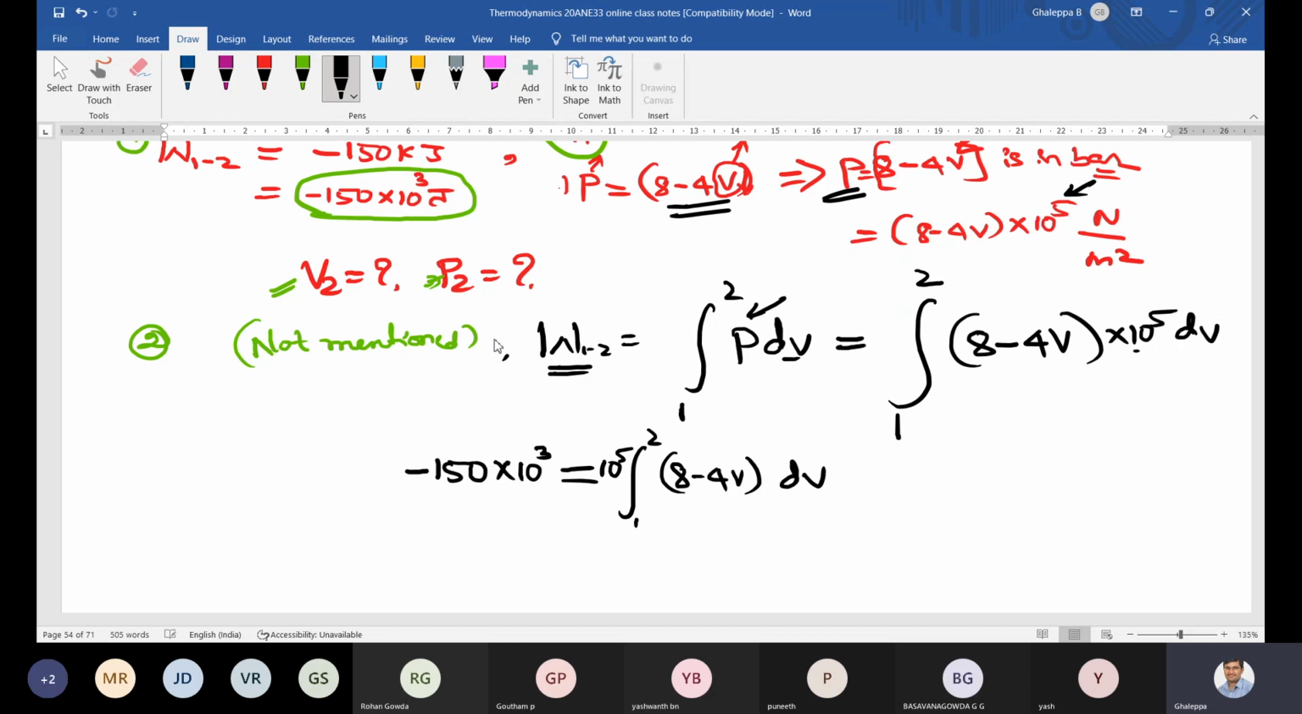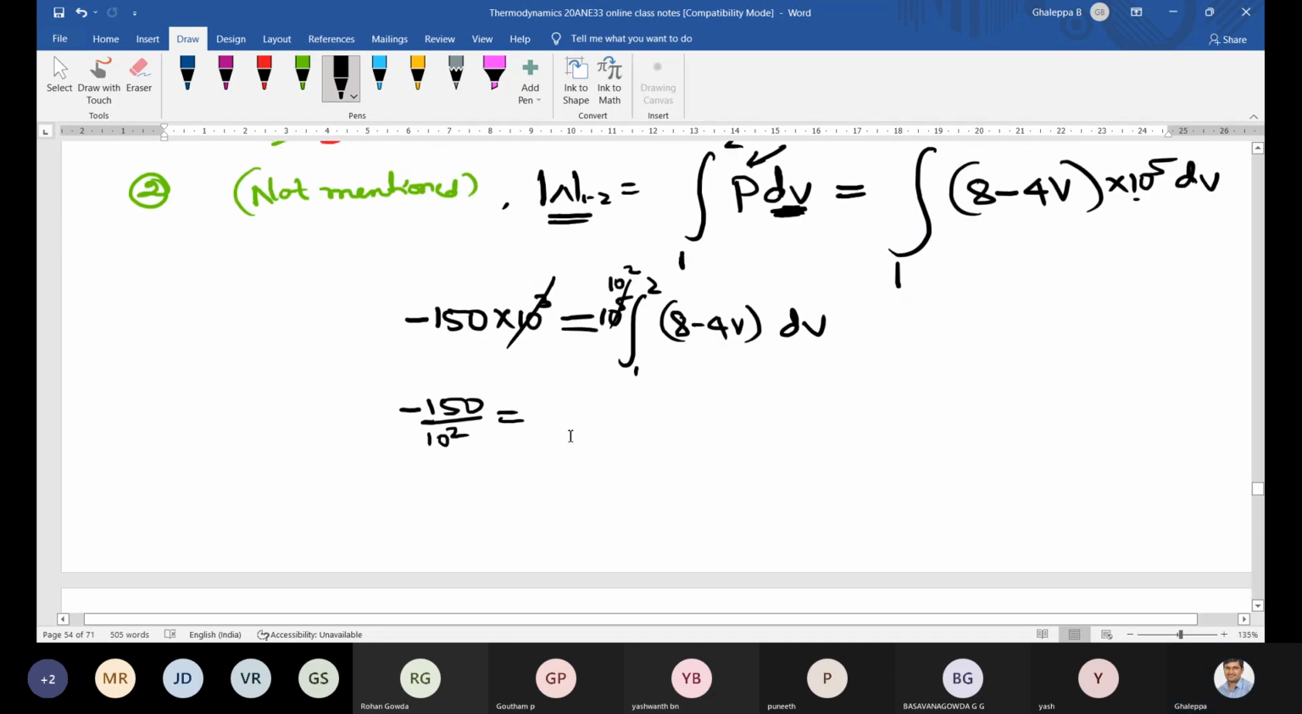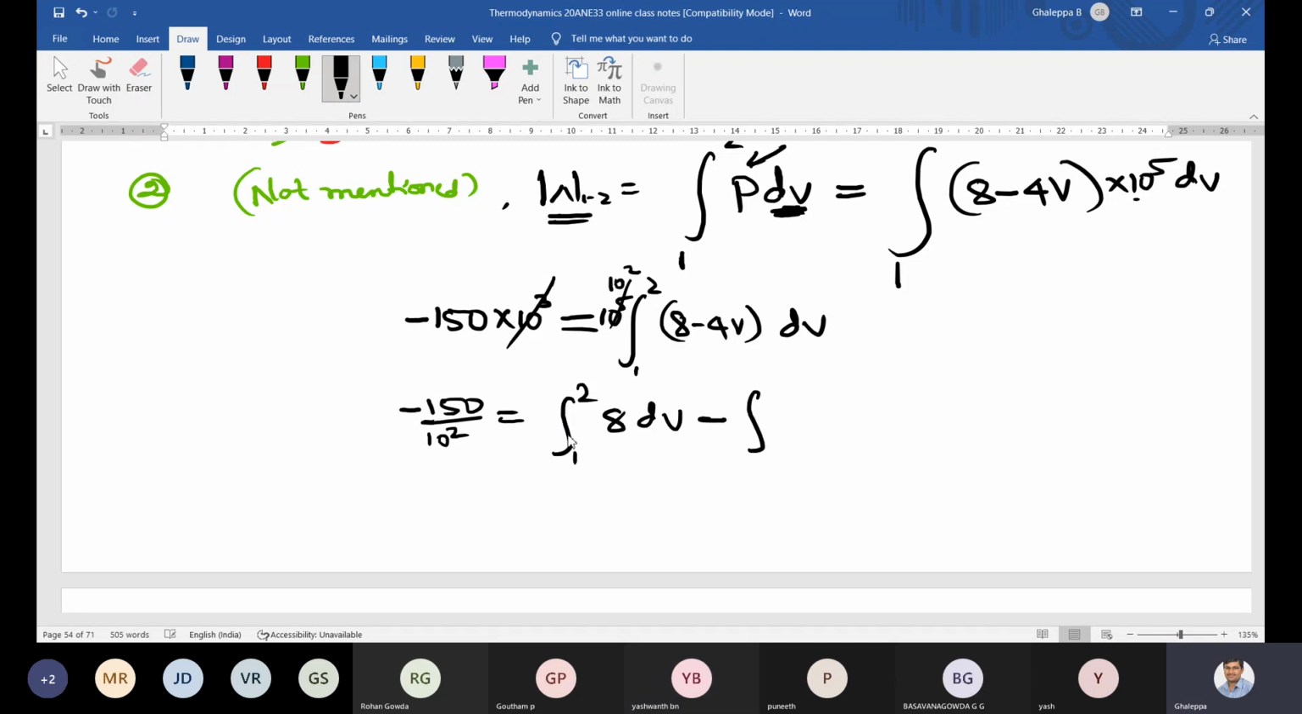dV as it is. Here is a dV, write as it is. So 10 to the power of 3 and 10 to the power of 5, 10 to the power of 3 get cancelled. So 150 remains, and here 10 to the power of 2 will remain. That I can take in the denominator, right? With your permission. Shall I take it like that? Whatever is there, I will take this on the right hand side. So integral of 1 to 2, 8 dV minus integral of 1 to 2, 4 dV.